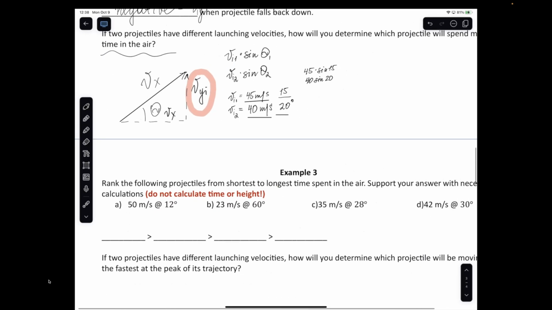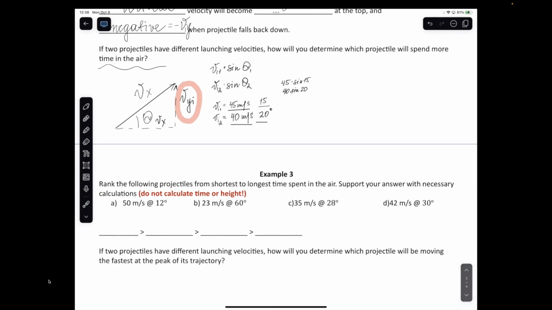Now rank the following projectiles from shortest to longest so that, again, you will be multiplying 50 times sine of 12. Then you're going to do 23 sine of 60. You're going to do 35 sine of 28 and 42 sine of 30. And then you're just going to rank them from the greatest to the lowest.